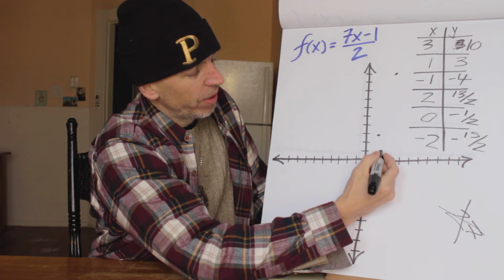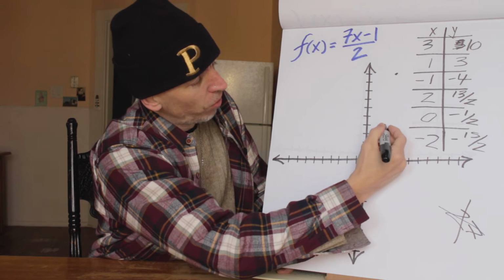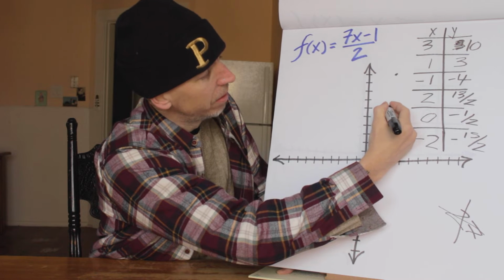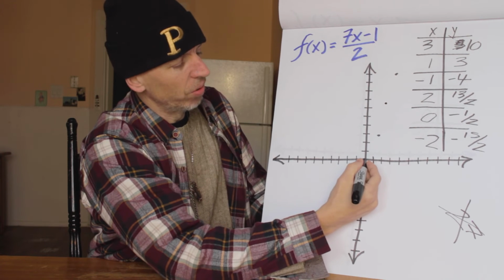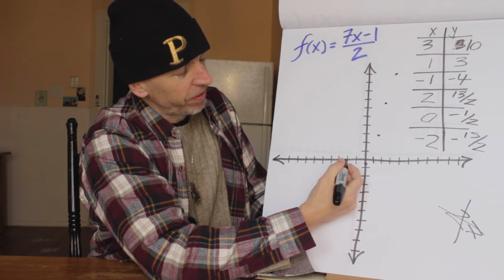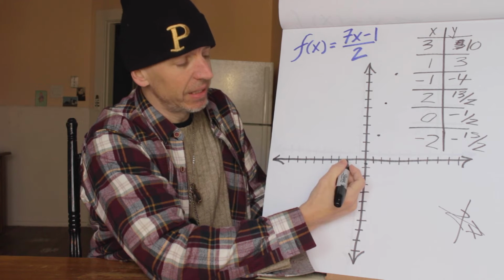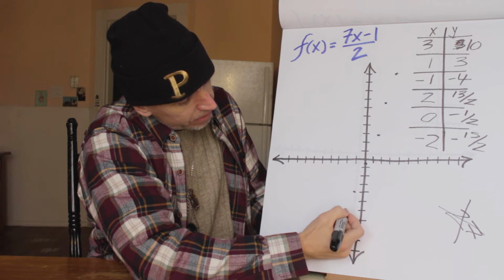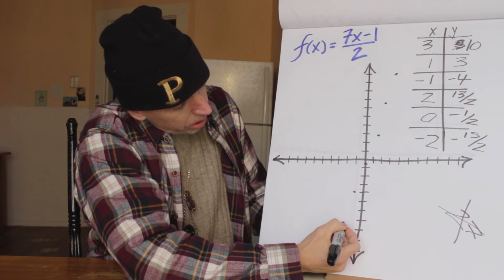So 2. 1, 2, 3, 4, 5, 6 and a half. 0, minus 1/2. Negative 2 minus 15 halves, which is minus 7.5. 1, 2, 3, 4, 5, 6, 7, and a little bit more.